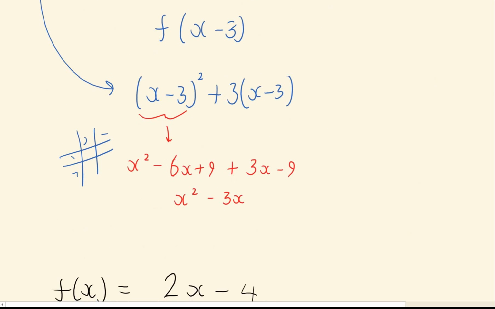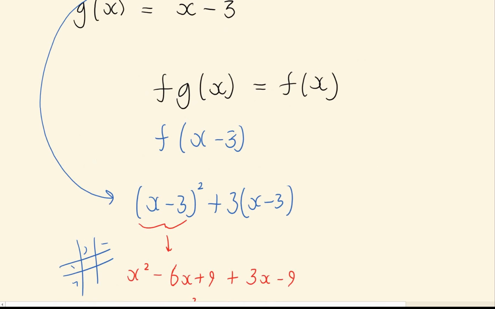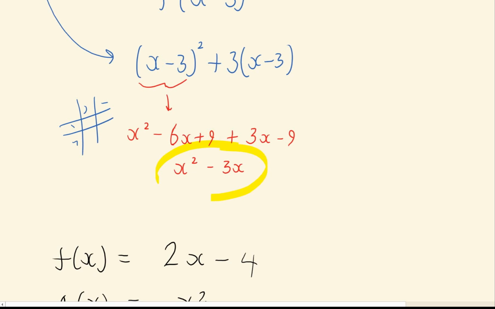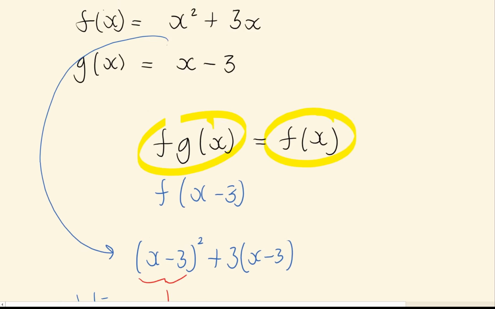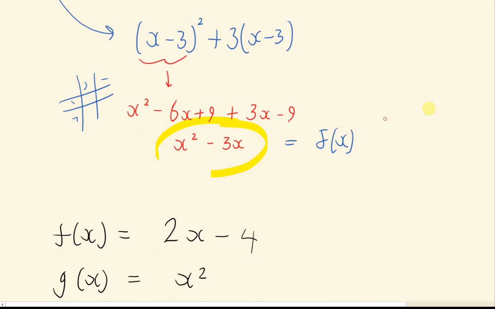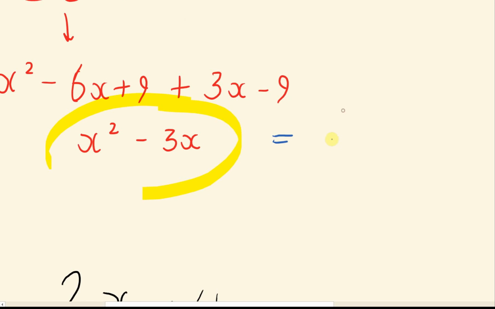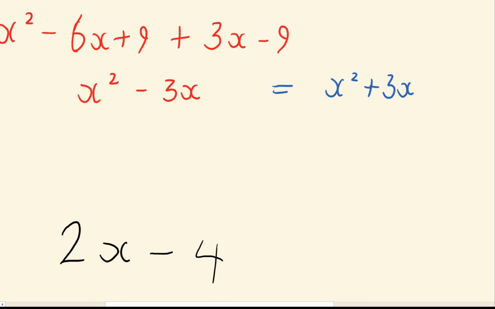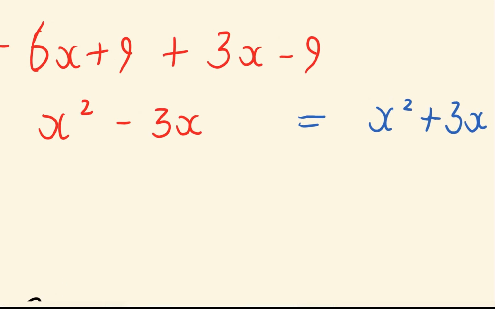And so this was fg of x, and we want to solve this equal to f of x. So this now needs to equal f of x. And right at the start we are told f of x is x squared plus 3x, which gives us this fairly weird looking equation. Let's go through and solve it. So first step, we have x squared and x squared. They're both going to cancel out. We're then left with minus 3x equals 3x.